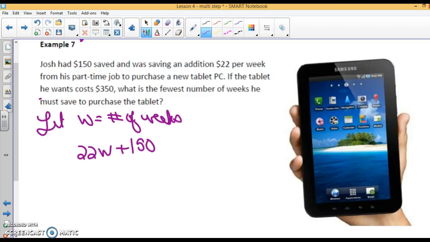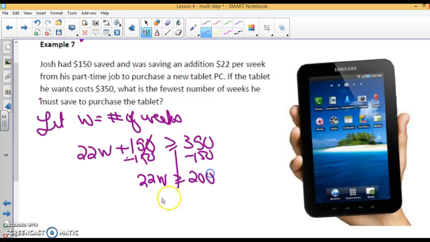We need that to be greater than or equal to 350 because we need that or more. So let's solve this. Subtract 150. So I'm going to have 22W is greater than or equal to 200. Divide both sides by 22. And I get W is greater than or equal to, what's 200? I get 9 and 1/11.